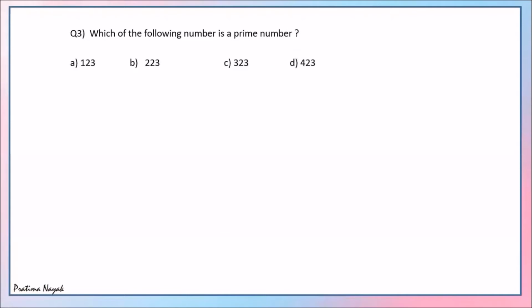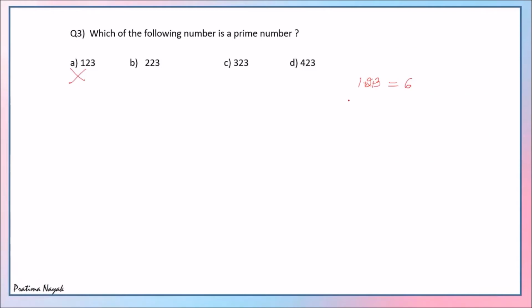Next, which of the following numbers is a prime number again? 123, 223, 323 and 423. Can you find it yourself? You can try. The first trick is to see whether it is divisible by 3 or not. For 123, the sum of digits is 6, a multiple of 3, so this is not a prime number.